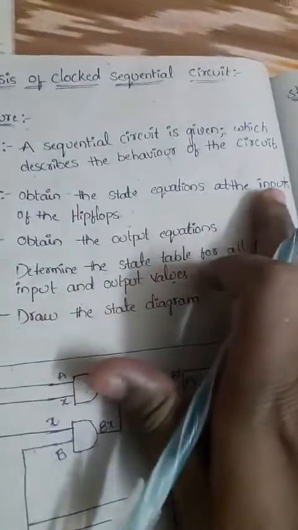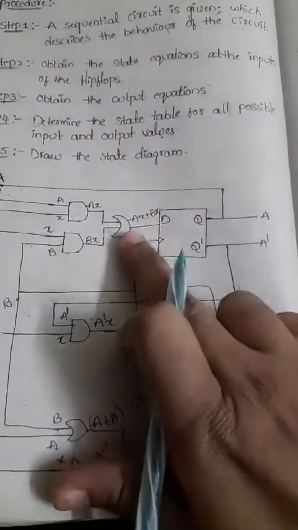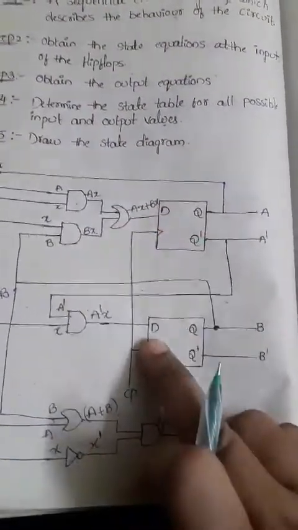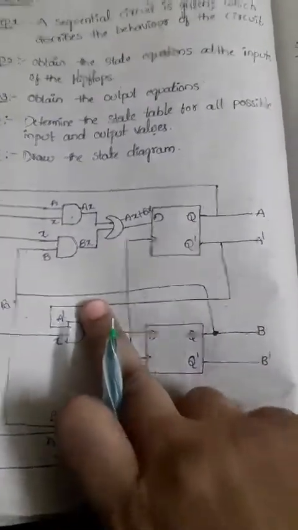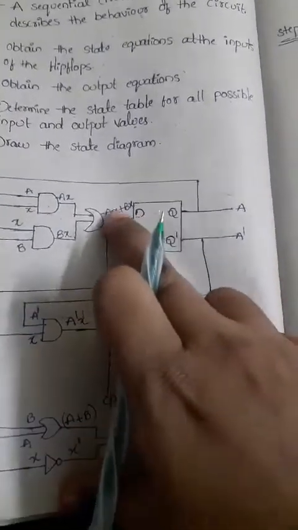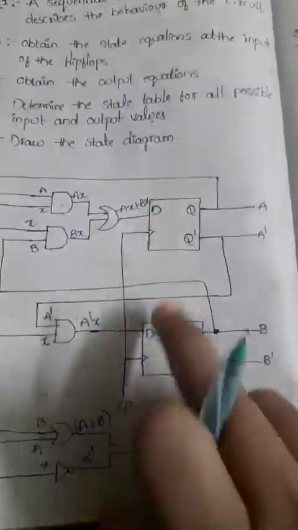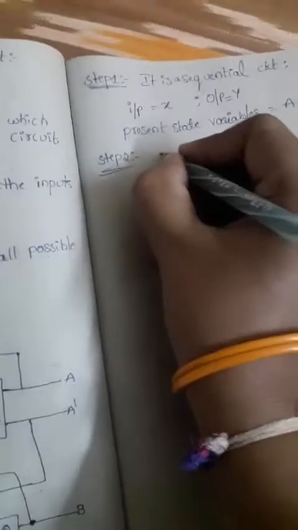What will we do in the second step? State equations at the inputs of the flip-flops. So we have to find out the input equations at the flip-flop stage. The flip-flop input is nothing but here only, right? So whatever result we get before the flip-flop, that is our flip-flop input equation. So see here, D is connected with which result? AX plus BX. And here another flip-flop is connected with A complement X. Okay, so those are the input equations.